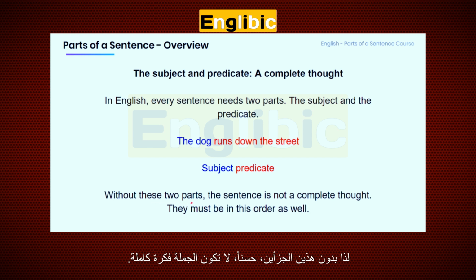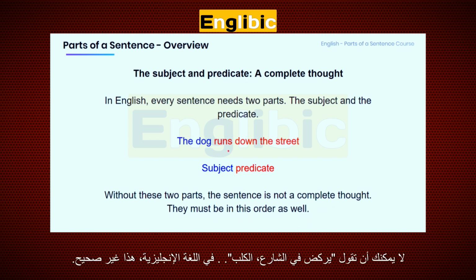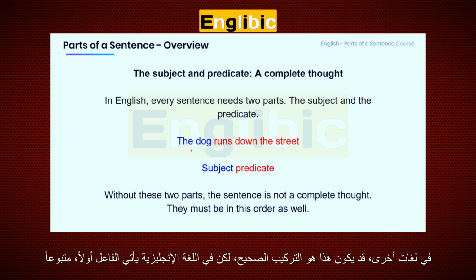So without these two parts, okay, the sentence is not a complete thought. We won't consider it a full sentence. And again, these must be in order, right? You can't say, runs down the street, the dog. In English, that is incorrect. In other languages, that may be the structure. But in English, the structure goes subject first, followed by the predicate.